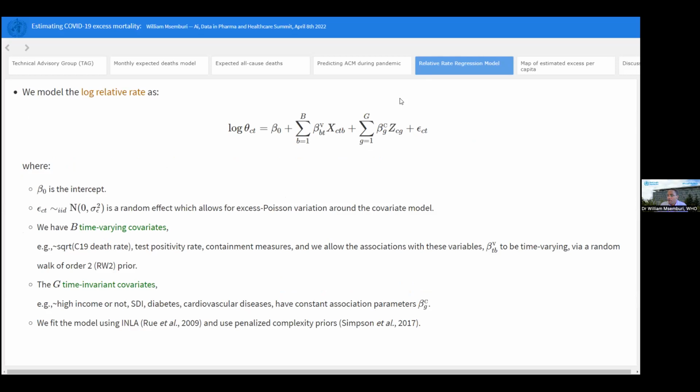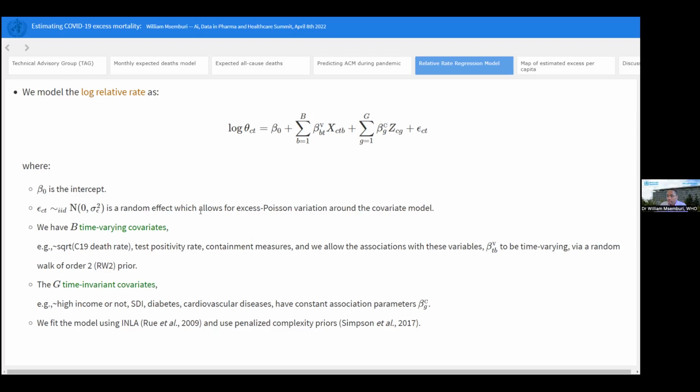There are time varying covariates. These are things like the reported COVID-19 mortality rate and the test positivity rate, so out of the total number of people tested, how many cases are estimated. And then we have containment measures. These are lockdown measures, closure of schools, mask wearing, and we have quantities to capture that. We allow these to have associations with the relative rate in the places with data. Then we have some time invariant covariates, which are basically characteristics of the country.